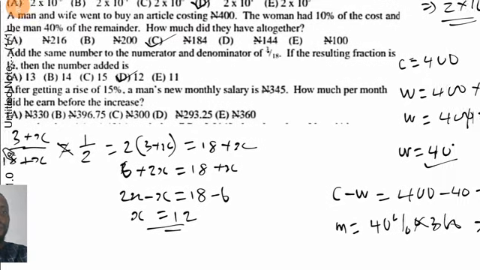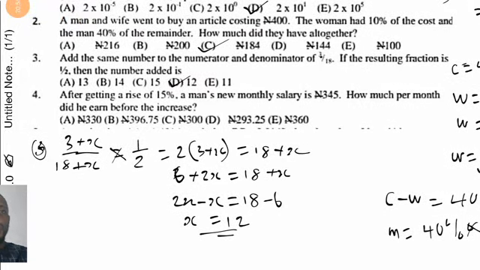So the question says that after getting a raise of 15%, the new monthly salary is 345 naira. How much per month did he earn before the increase?